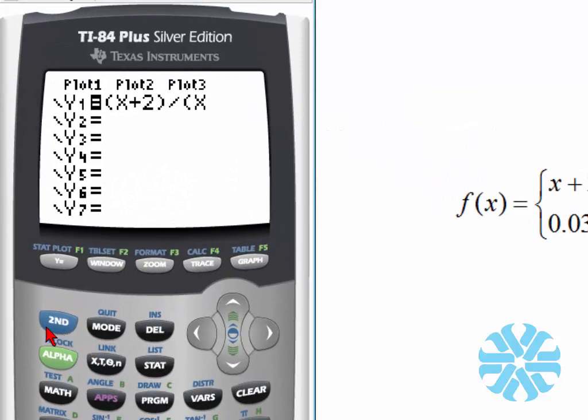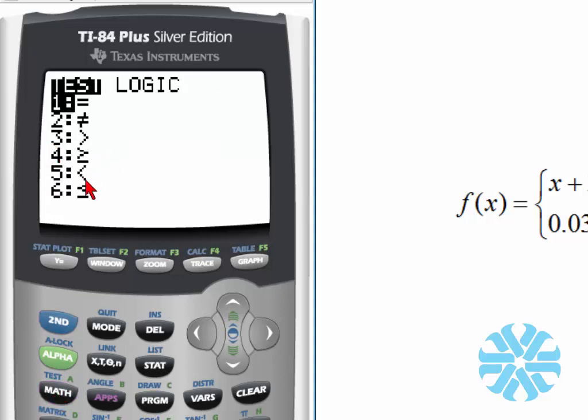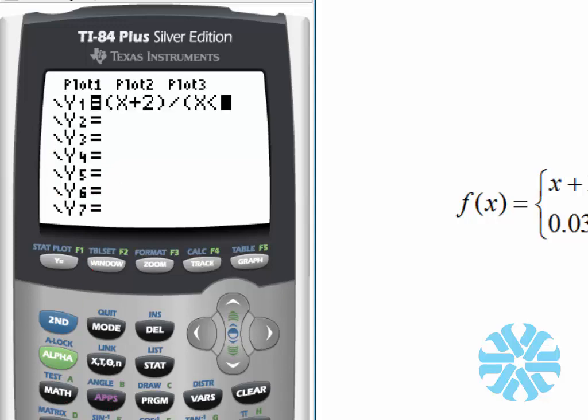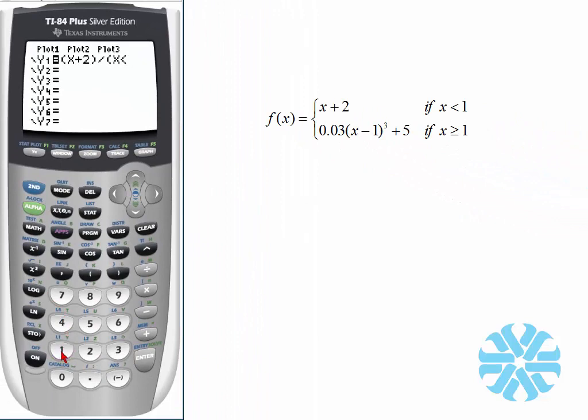Now we need to go to the test feature of this calculator. So it's second function and then select the math button. And you can see here number 5 is less than. So we'll select 5 and then 1, and then we're going to close the grouping symbol. Now we'll go and enter the next part of the function. So we'll select enter, and then again you want this next piece of the function in grouping symbols.